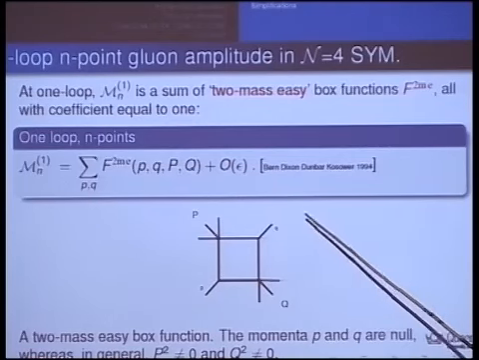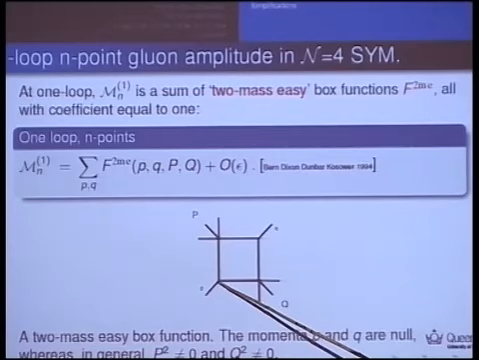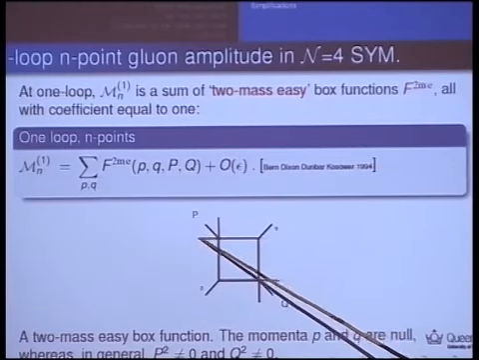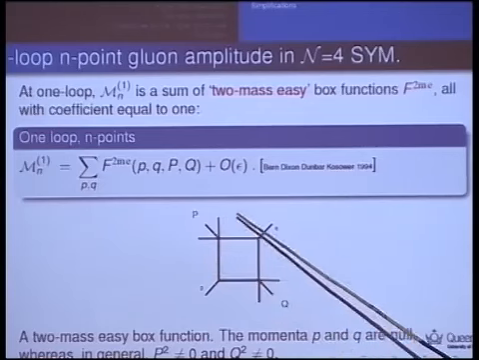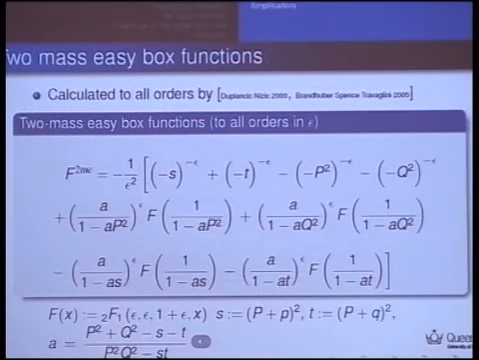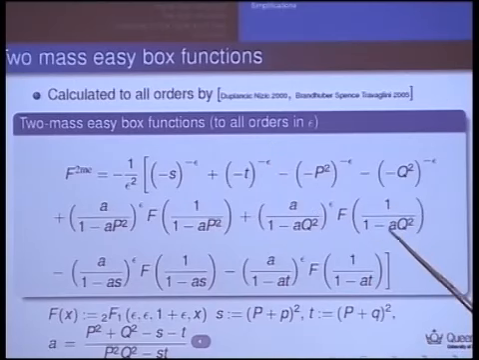A two-mass-easy box function is a box function where the two incoming particles here are massless. These will be two of the momenta of the amplitude. At the opposite corners, these momenta are massive, and in fact these will be sums over the momenta between little p and little q. They're massive simply because they're sums of massless momenta. This two-mass-easy box function can be calculated to all orders. It's not easy, but it's been done. And this is the result.